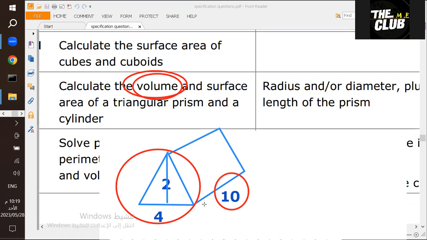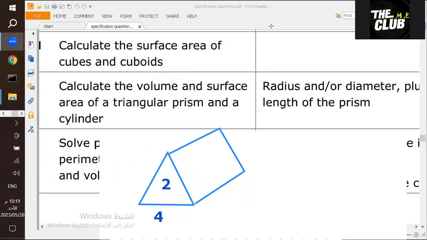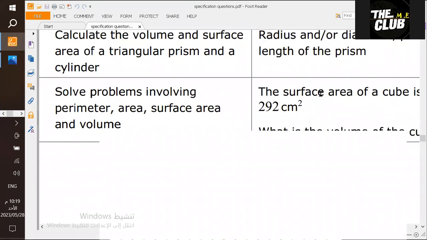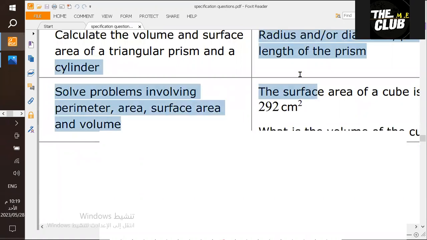I didn't see that in any question, to be honest. But maybe they will do it. So you have to know that the area of the cross section multiplied by the length gives you the volume of prisms. Okay? Now this one is done here. Solve problems involving perimeter, area, surface area, volume.